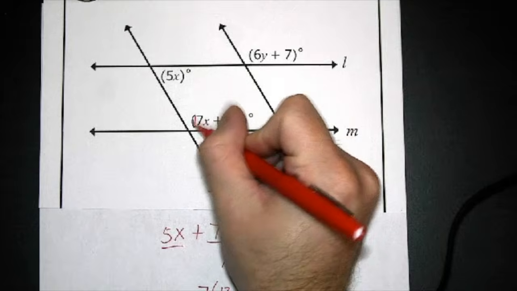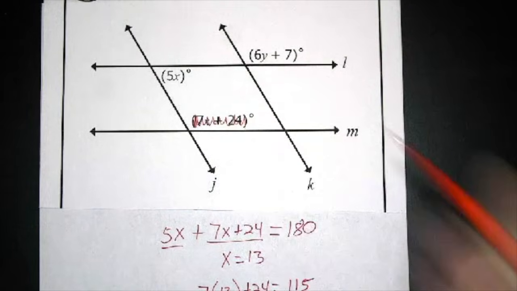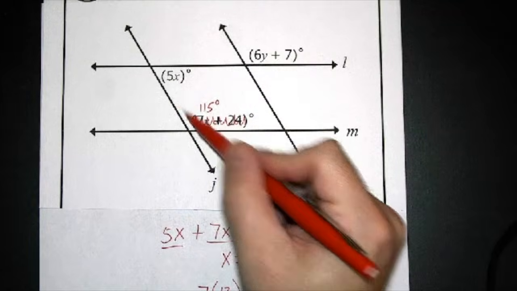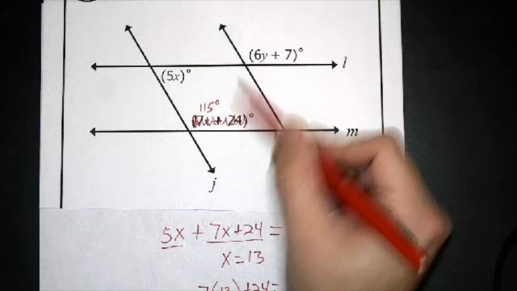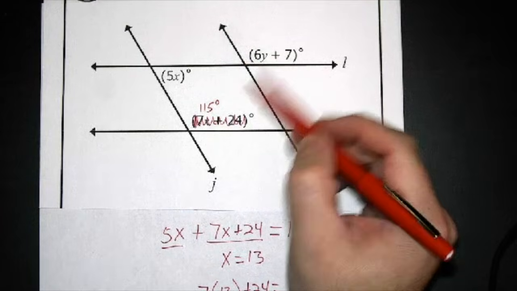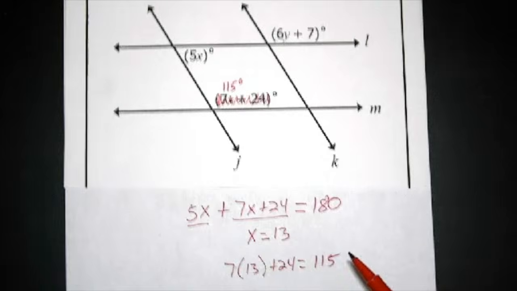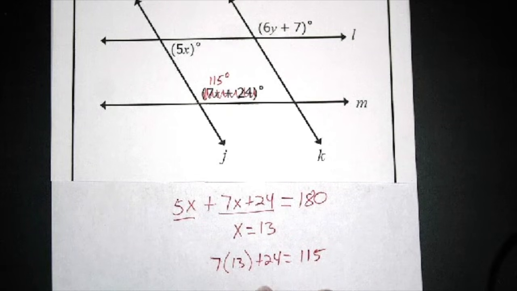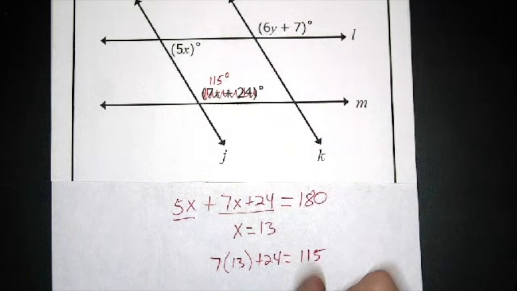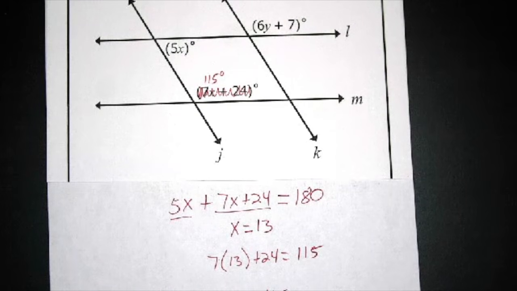So I'm going to scratch this out and I'm going to write 115 degrees. That is the measure of this big obtuse angle. Well, this big obtuse angle is going to equal that. So let's set these two things equal to each other. So if I do that, I'm going to have 6y plus 7, which is this angle, is going to equal this angle, which we found to be 115 degrees. Now all you have to do is plug that into Insolve and figure out what y is.